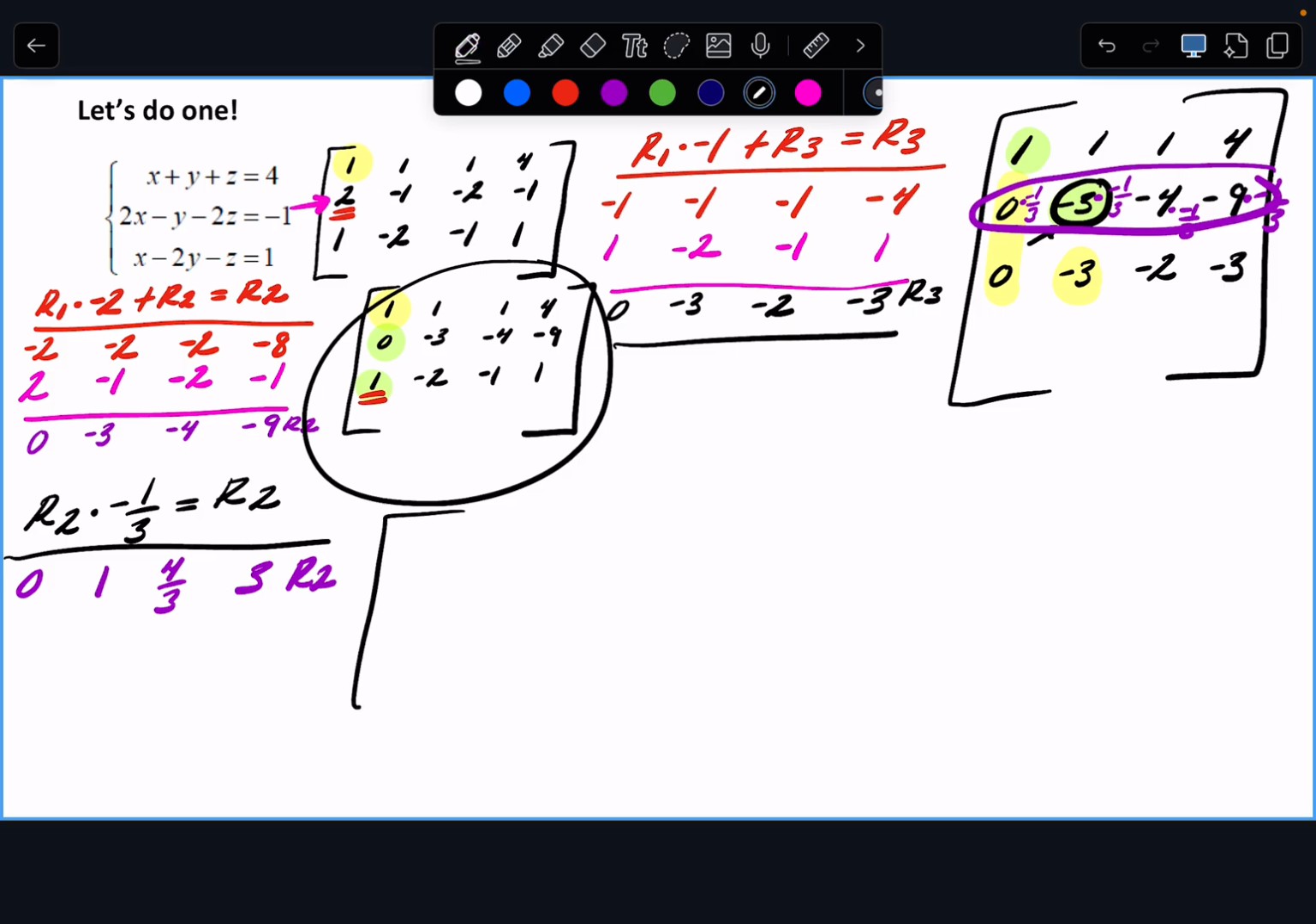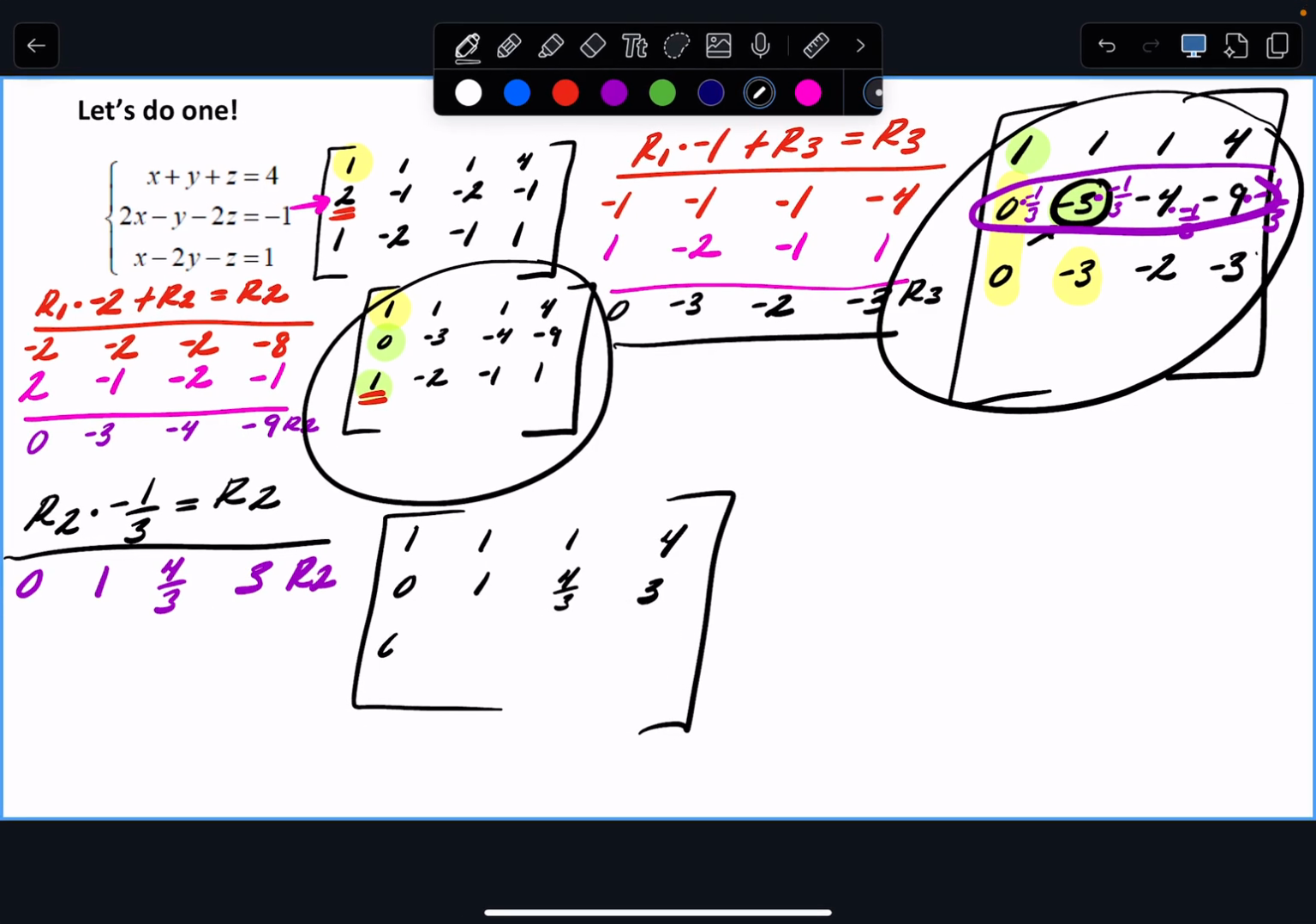So row 2, let's write it. Now we're looking at this. Row 1 is still 1, 1, 1, 4. Row 2 just became 0, 1, 4 thirds, 3. And row 3, remember we were here before, is 0, negative 3, negative 2, negative 3.